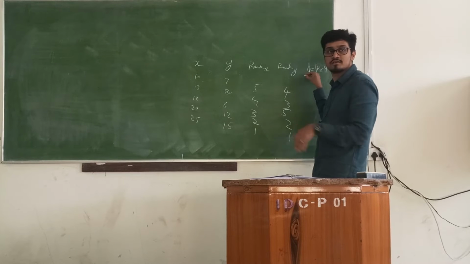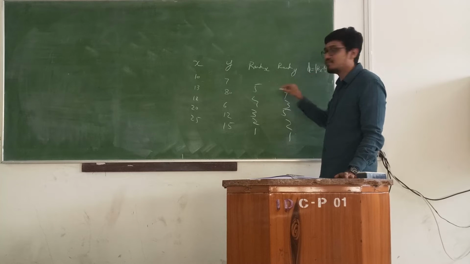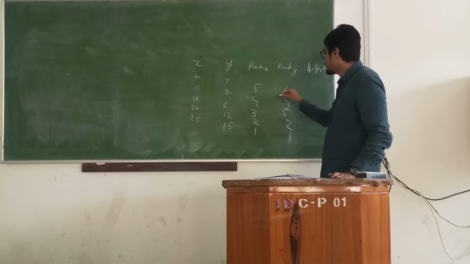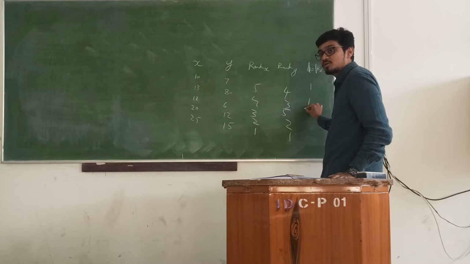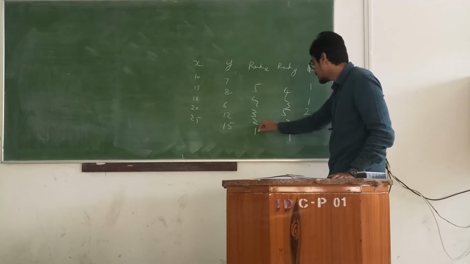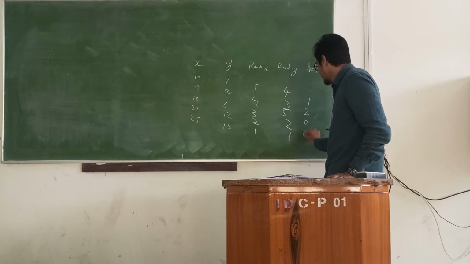We know what is mod? We did this yesterday. Whatever is the sign, we will remove it. 5 minus 4 is 1. 4 minus 3, 1. 3 minus 5 is minus 2, therefore we should write 2. 2 and 2, 0. 1 and 1, 0.